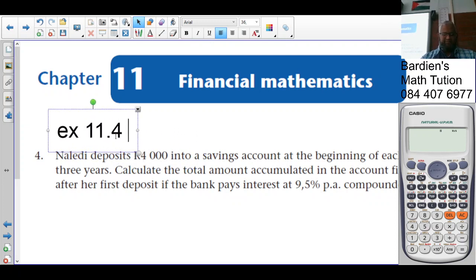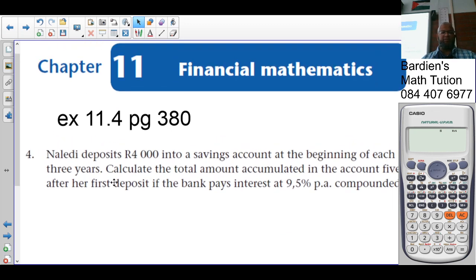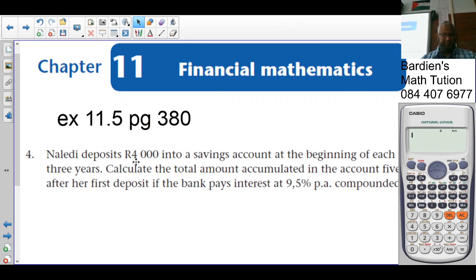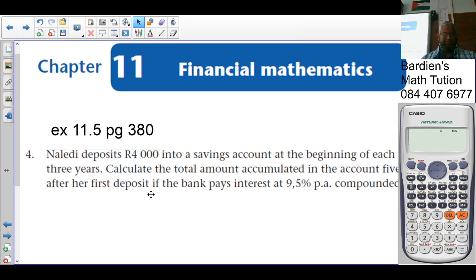Which page is this on? Page 380. Sorry? Right. Any other problems other than number 4? Okay. Out of exercise 11.5. It says 11.5. Sorry? Is that why you guys are so upset? Right.